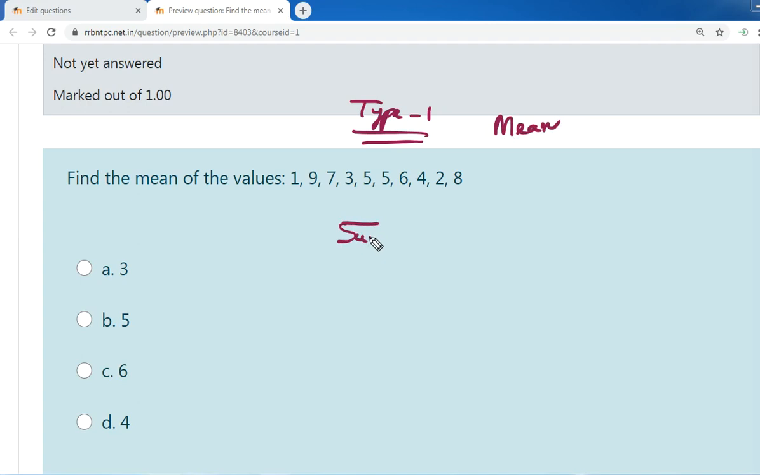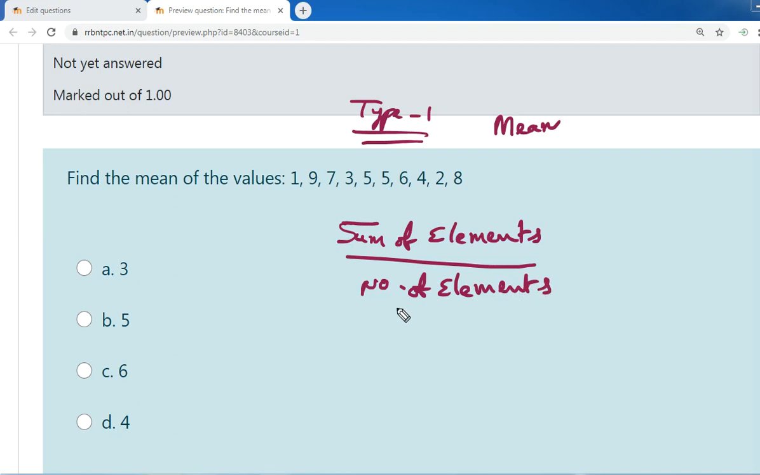Sum of elements divided by number of elements. Mean is nothing but the average of the elements. So just calculate the sum of the elements divided by the number of elements. How many elements are there? 1, 2, 3, 4, 5, 6, 7, 8, 9, 10. So there are 10 elements.